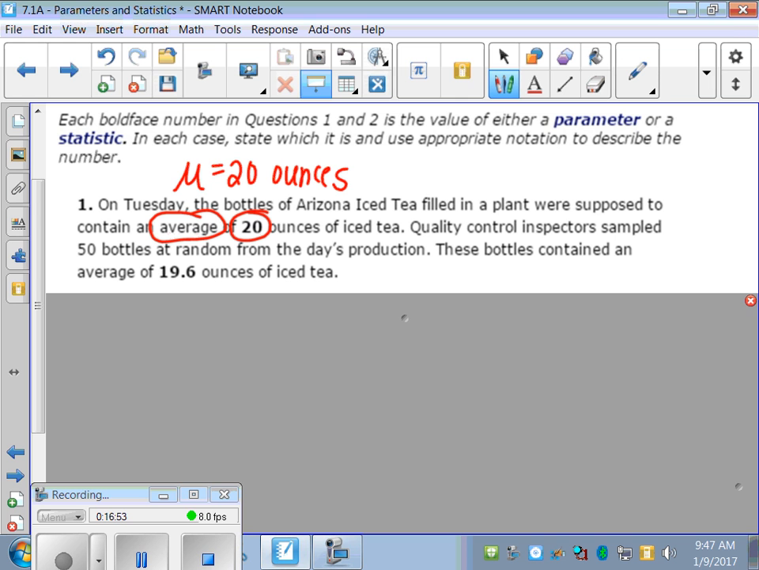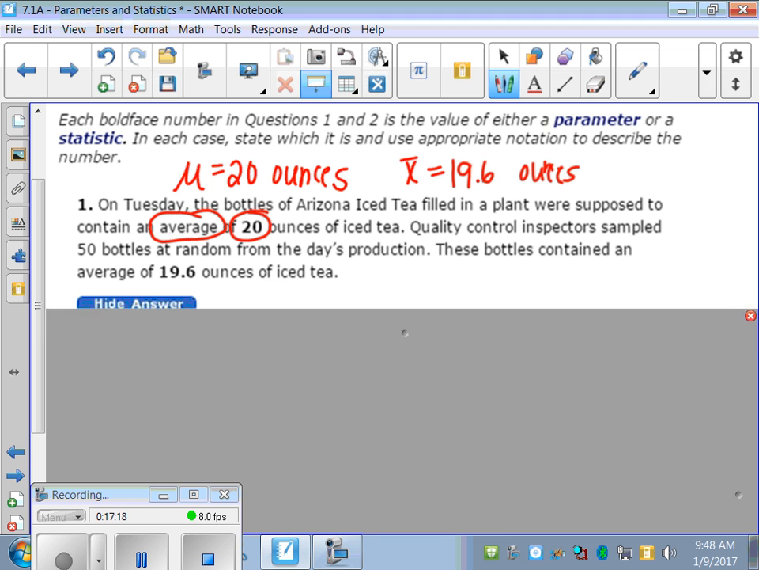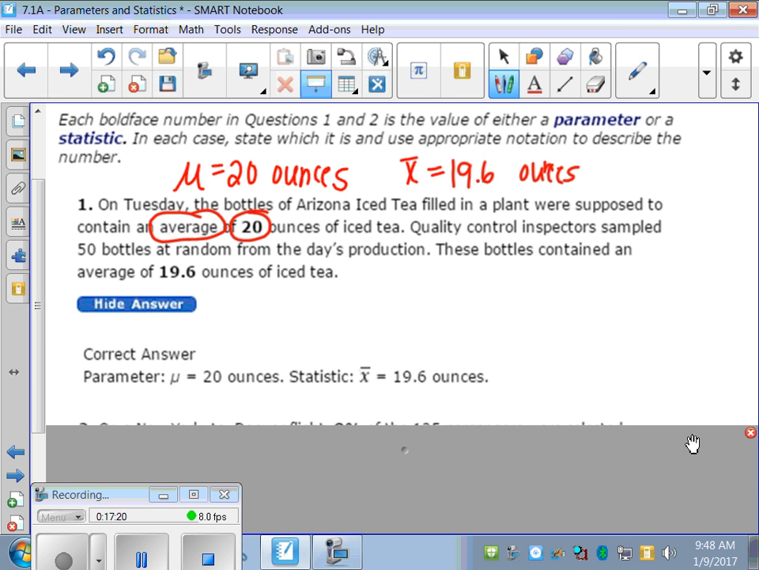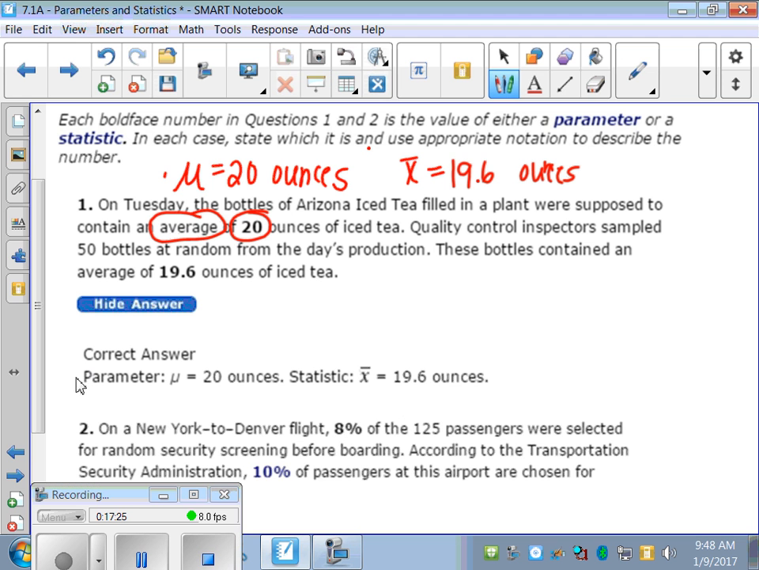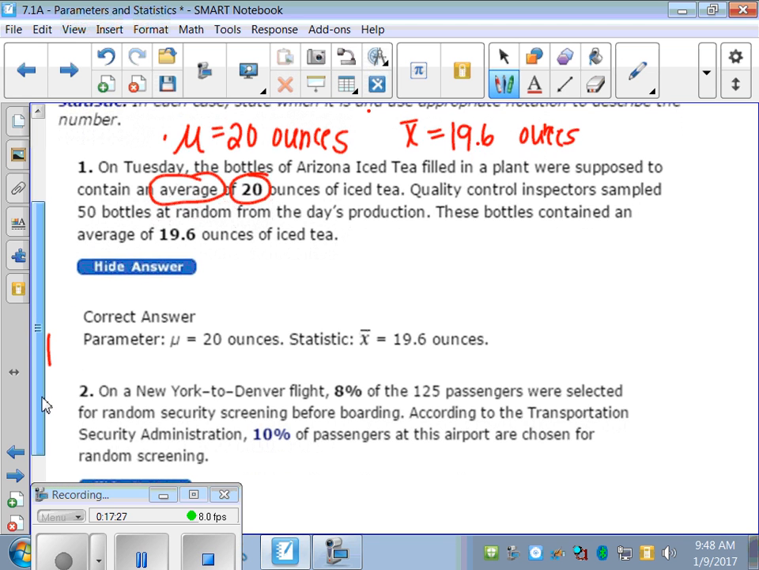Okay. And then it says these bottles contain an average, this is from the sample, of 19.6. So Delaney, which symbol should I use for 19.6? Okay, so X bar is equal to 19.6 ounces. All right, so the 19.6 is the sample, the 20 ounces is the true mean, or what it's supposed to be. Okay. And so we have our parameter and our statistic. I guess we were supposed to say that. All right.